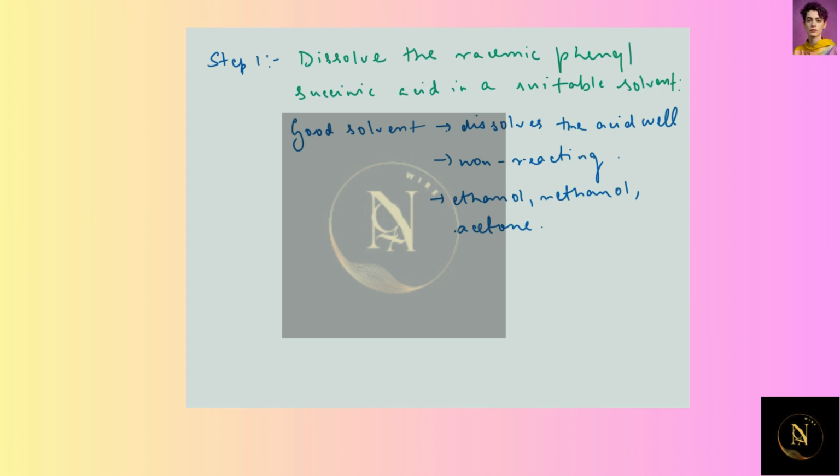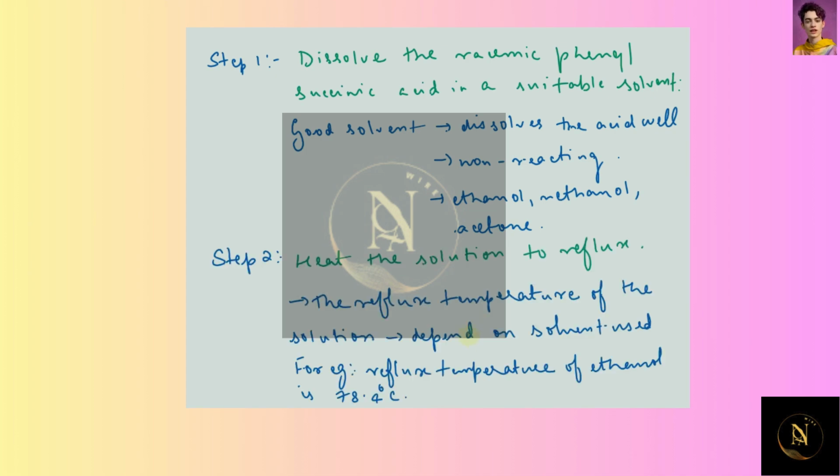So step 2 of 8 is next is to heat the solution to reflux. The reflux temperature of the solution will depend on the solvent used. For example, reflux temperature of ethanol is 78.4 degree Celsius.